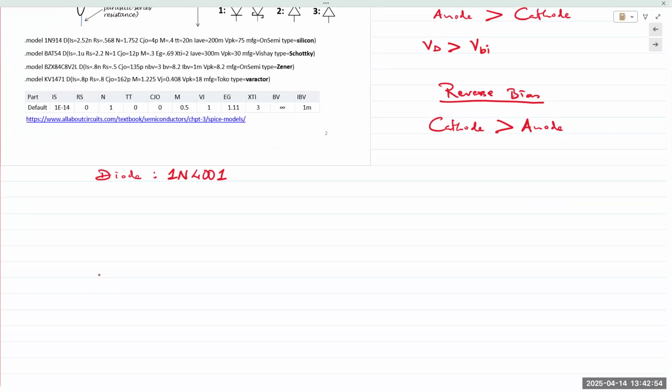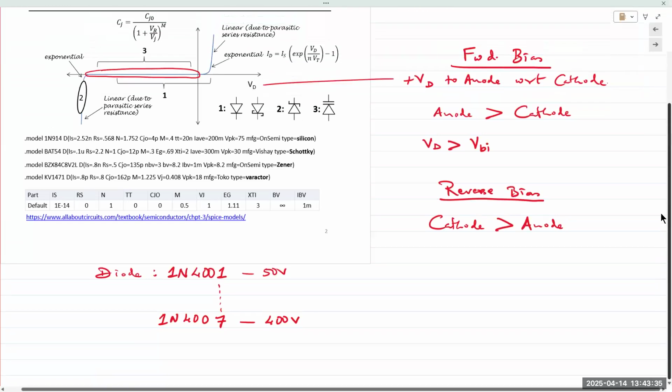The 1N4000 series can handle up to 50 volts in reverse bias, and it goes all the way up to 1N4007, which can handle up to 400 volts. You could potentially stick this in the wall and have a rectified output of 120 volts DC. But of course, we don't want to do that. So, in reverse bias, for us to actually use them in circuits.